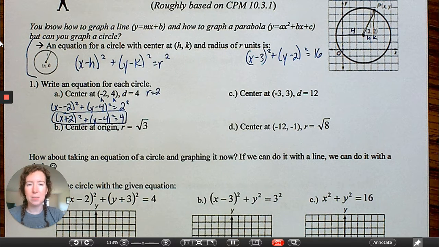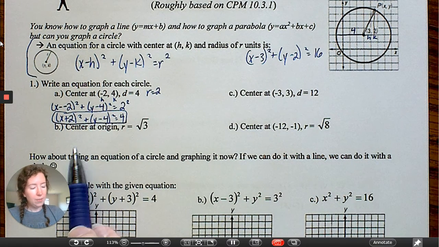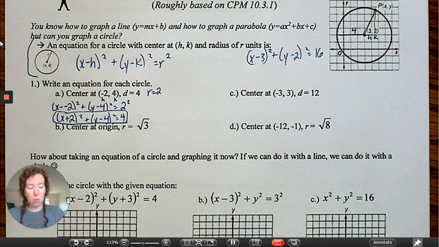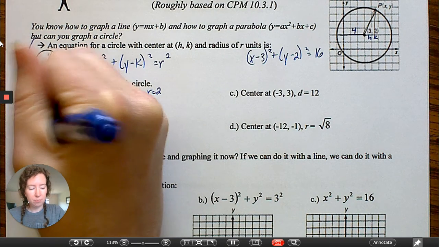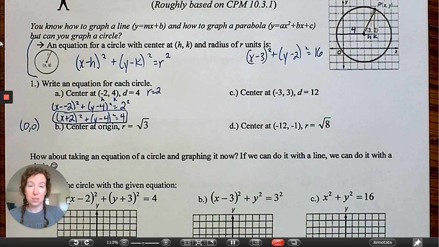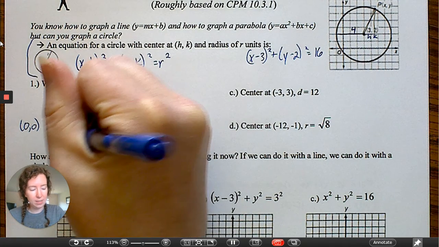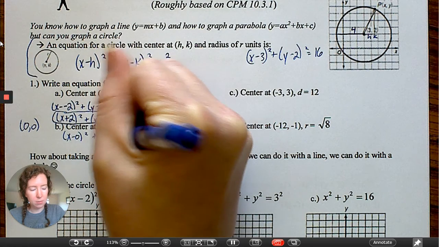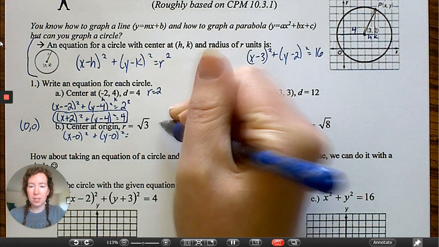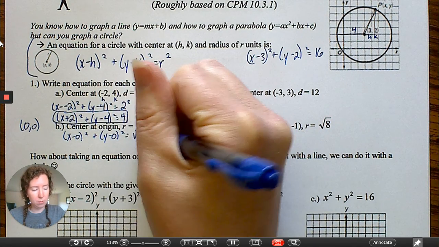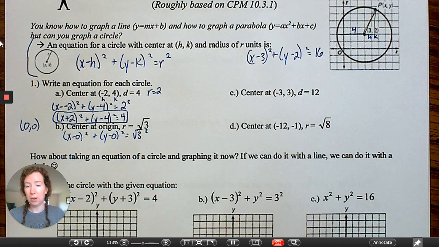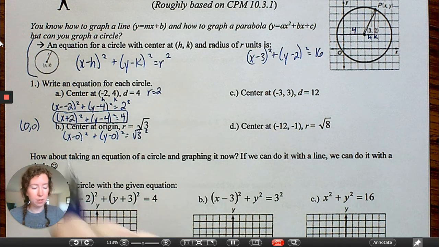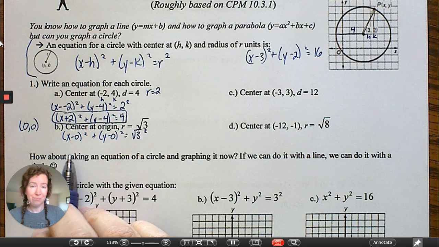This isn't something that's easy to put into a graphing calculator, so we just have to graph them by hand at this point in our lives. All right, if I look at the one directly below it, the center is at the origin. Well, the origin is the coordinate 0, 0. So if I did x minus 0 squared plus y minus 0 squared equals, if the radius is the square root of 3, that's the square root of 3 squared. All right, let's clean this up a little. X minus 0, that's just x.